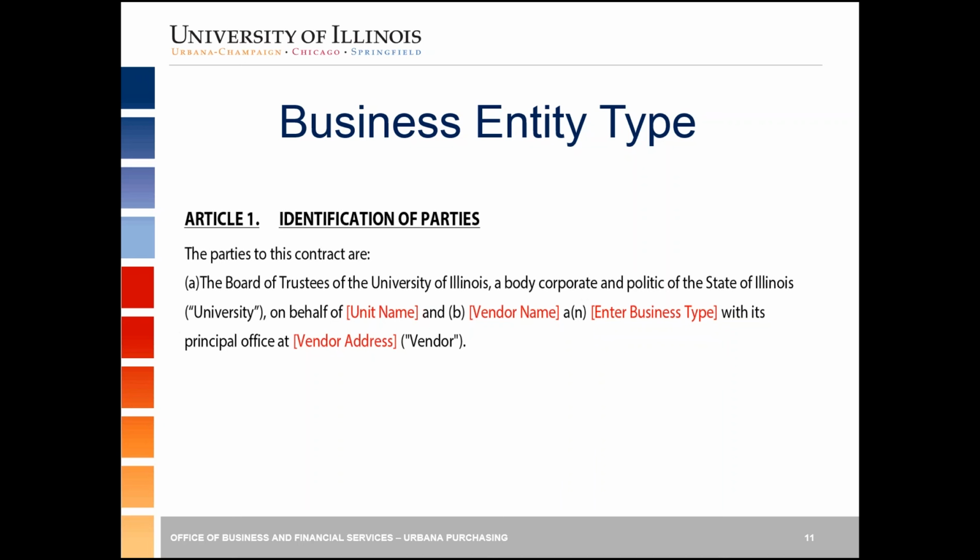Business entity type. Article 1 of the CFS under 10,000 contract is where the basic party information is filled in. Please note that there's a very important field after the vendor's name where the vendor's business type needs to be filled in. Business type refers to what type of entity the vendor is, such as a corporation, sole proprietor, LLC, LLP, etc. And it is important information if the contract is ever involved in litigation.